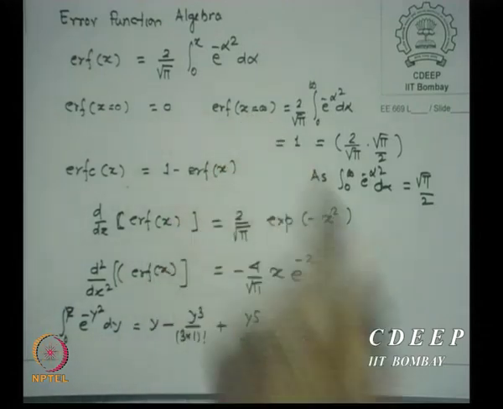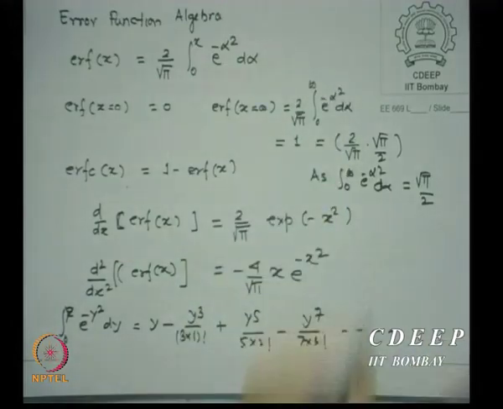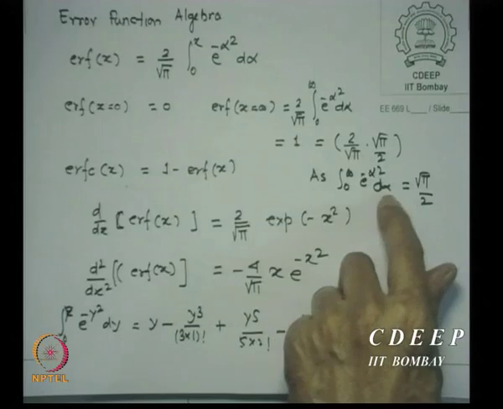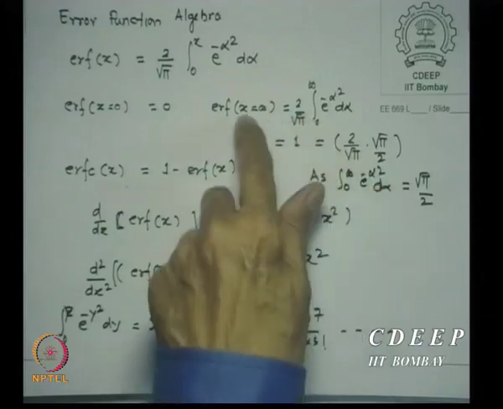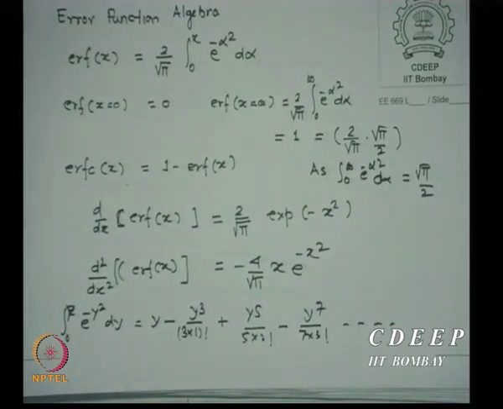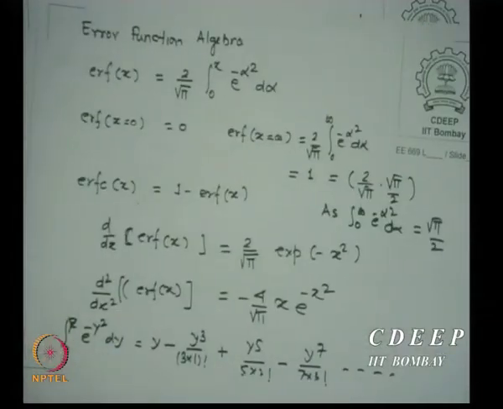Error function at x equal to infinity is very important. It is 2 upon root pi, integral 0 to infinity of e to the power minus alpha square d alpha. Now this integral mathematically can be derived as a series; it is a slightly diverging series and difficult to sum up, but an equivalence can be done and you can sum it up. So it gives root pi by 2. The integral 0 to infinity of e to the power minus alpha square d alpha is root pi by 2. So if I put here 2 by root pi into root pi by 2, error function at infinity is 1, and that graph was shown going to 1, it will go to 1 always, maximum.